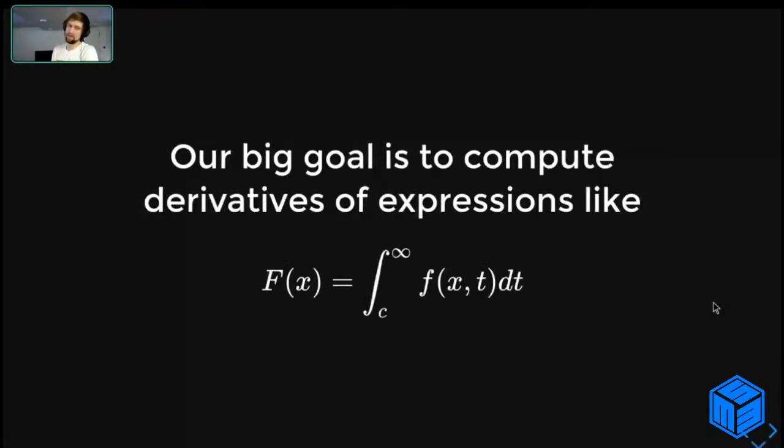Our big goal for the rest of this talk is to compute derivatives of expressions like this. Improper integrals of functions defined with two variables, keeping x as an argument. So you can note in an expression like this, we kill the variable by integrating over that domain. I have a little demo of what that might look like, but I'll need your imaginations a bit for that.